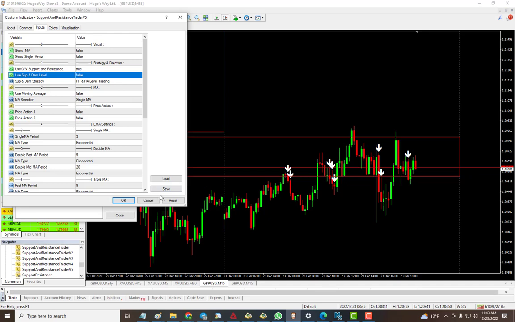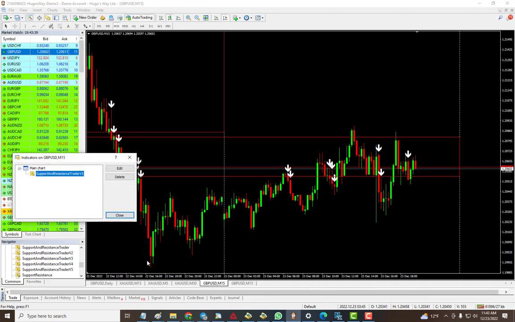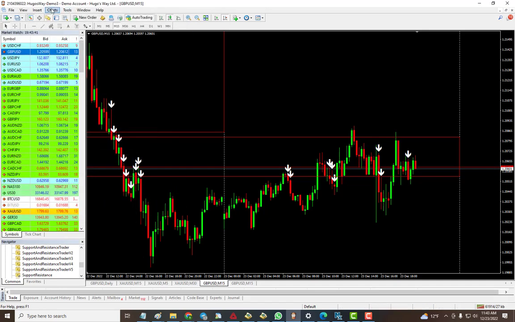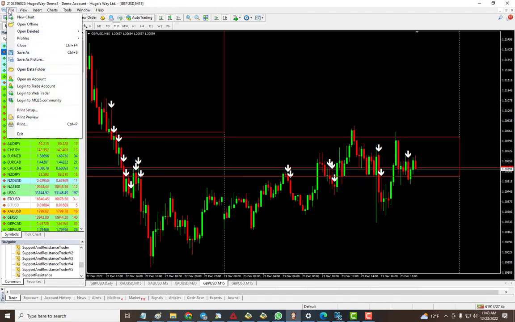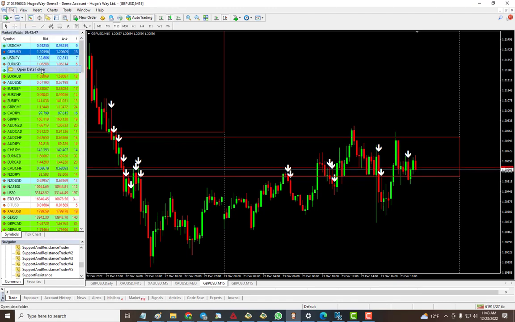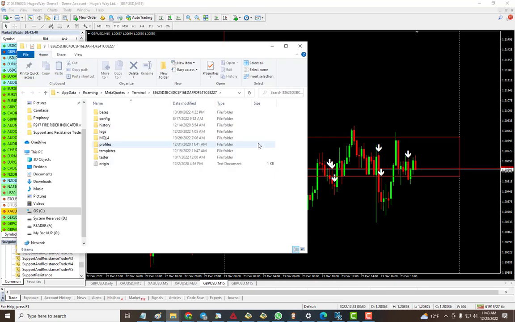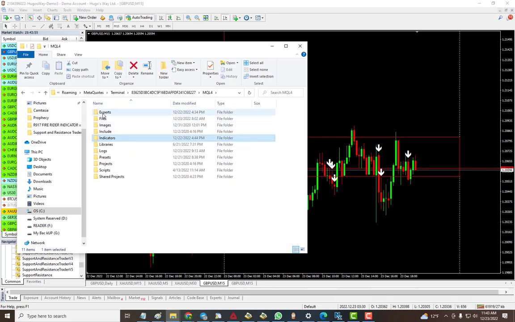Before we get into that, installing this indicator is very simple. Just like you would install any indicator, you go into File and Open Data Folder, and then you go into MQL4, and you put the indicator here. If you have an EA, you put the EA in here. Indicators go into the indicator folder, EAs go to the expert folder.